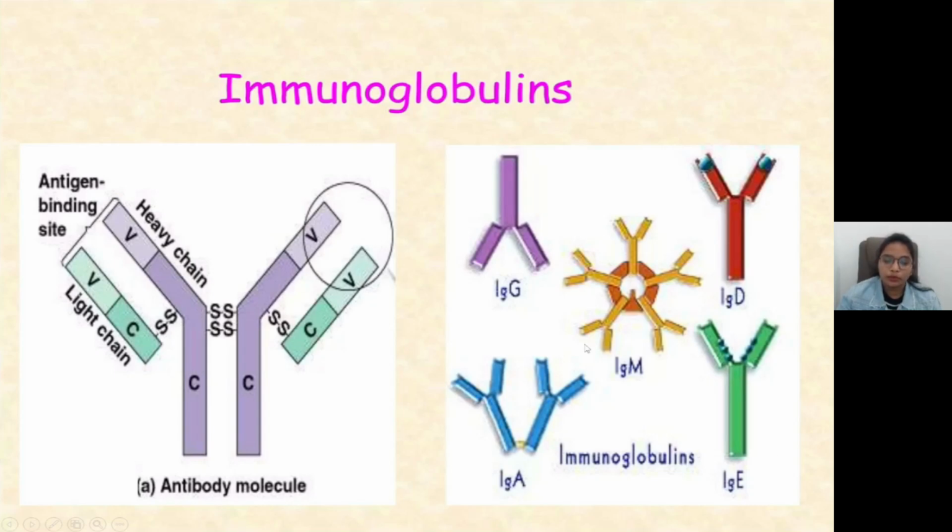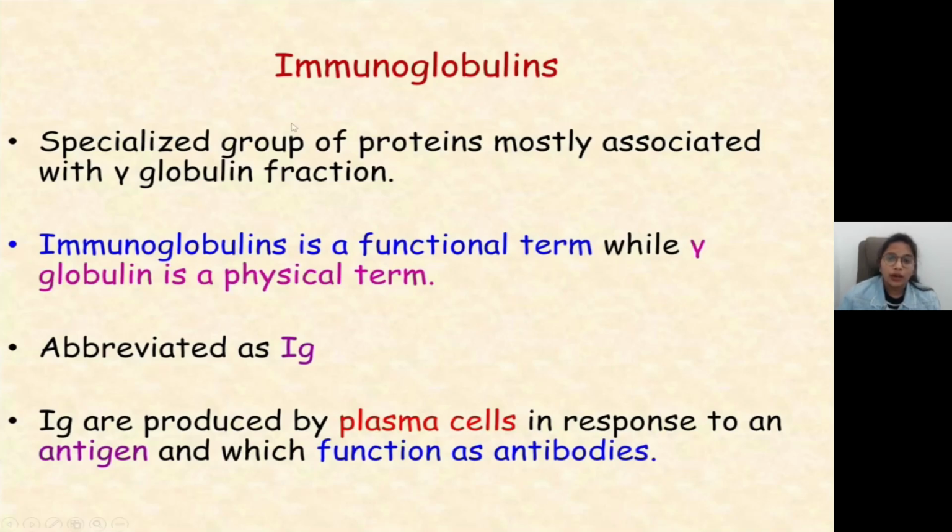What types of immunoglobulins do we have? We have 5 types of immunoglobulins: IgG, IgM, IgD, IgA, and IgE. IgA means alpha, IgE means epsilon, IgM means mu, IgG means gamma, and IgD means delta. What are immunoglobulins?